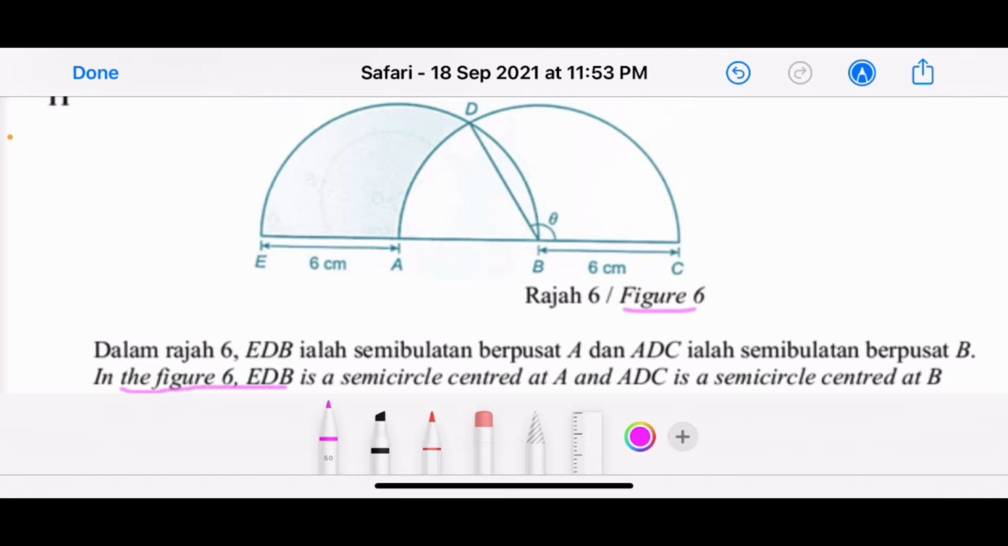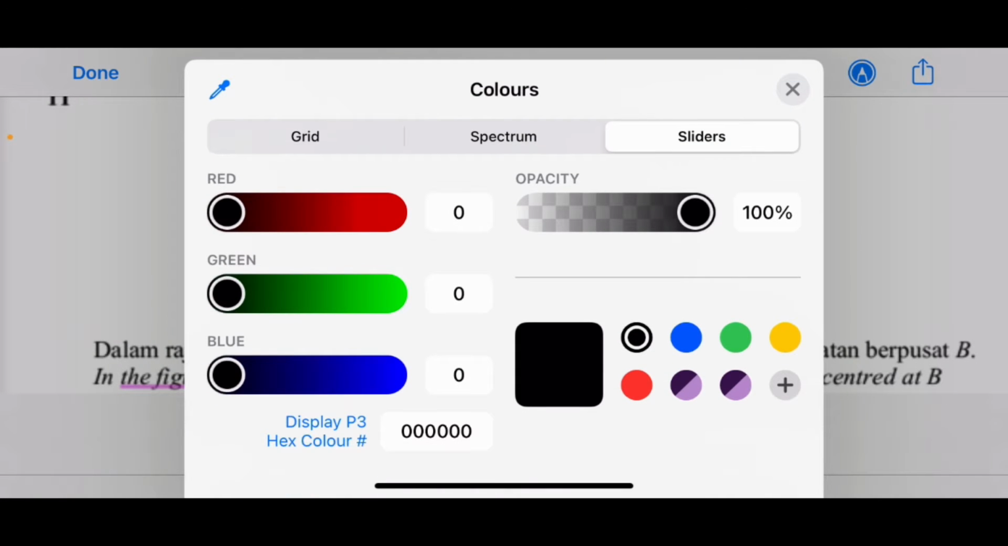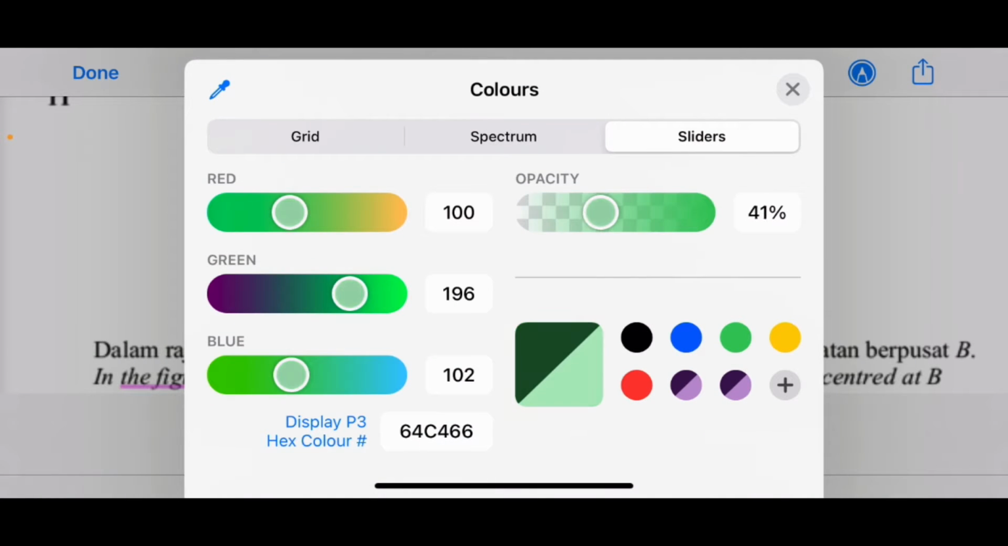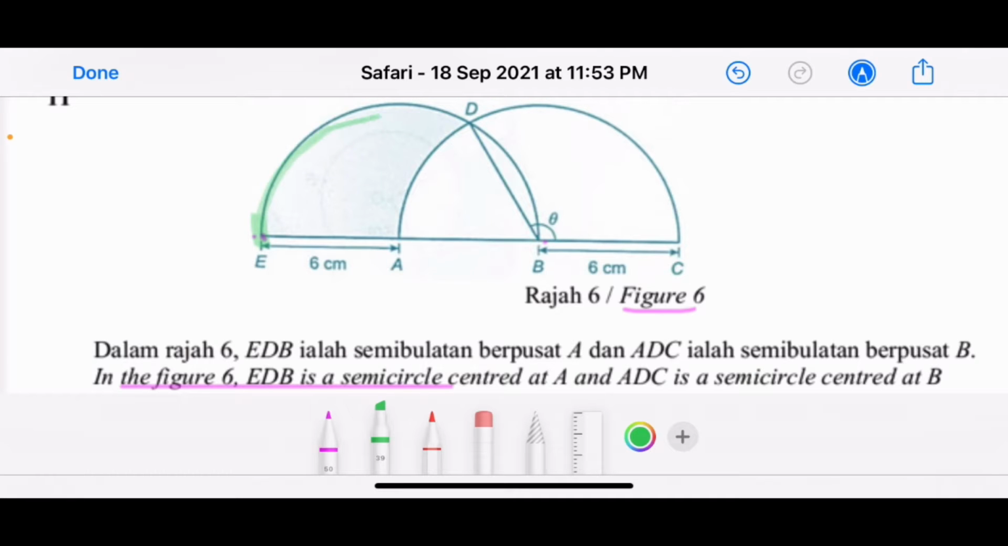In diagram 6, EDB is a semicircle. EDB, this is E, this is B. That means we have the semicircle, right? Okay, let me highlight. This is a semicircle. The center is at A. This is the center, let me jot down the A. And then ADC is another semicircle, with center at point B.